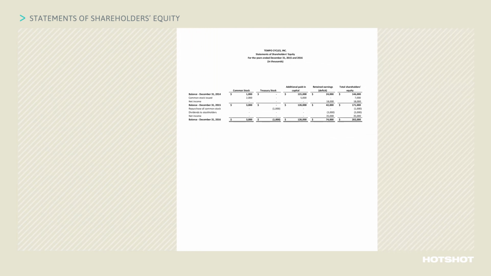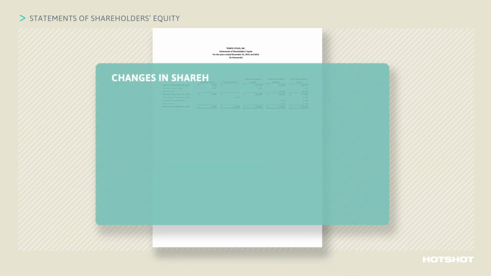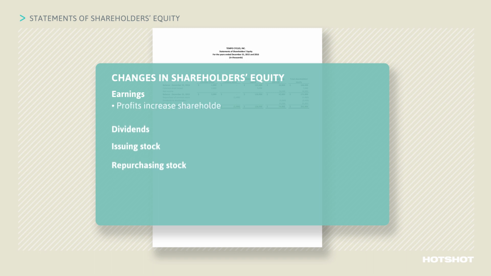There are 4 things that typically cause changes in the value of shareholders' equity: earnings, dividends, issuing stock, and repurchasing stock. If any of these events occur during the period being measured, they would be summarized in the Statement of Shareholders' Equity. A company's earnings are its revenue minus its expenses. Any profits will increase shareholders' equity, and any losses will decrease shareholders' equity.